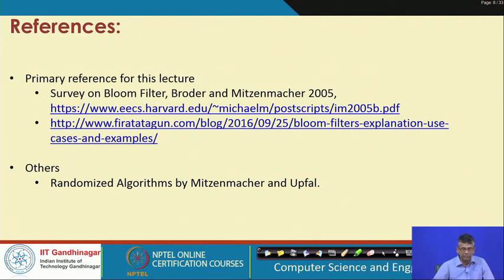There is also a very nice analysis of Bloom filters in the book Randomized Algorithms.